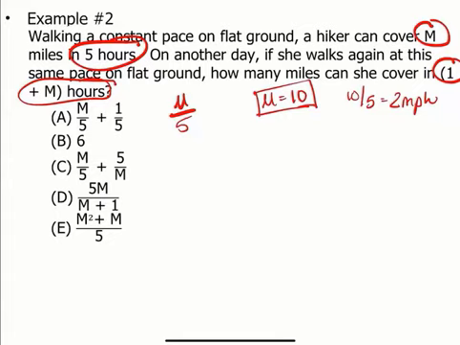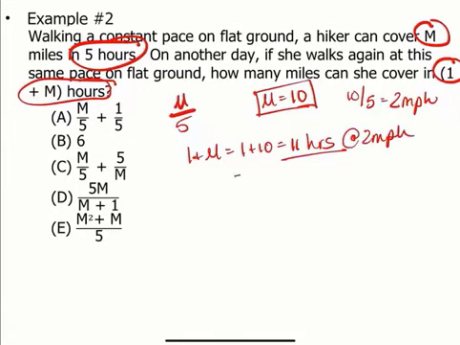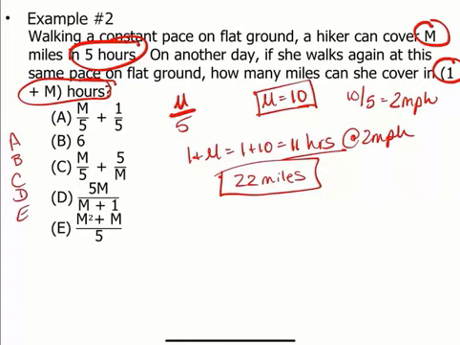On another day at the same pace, I'm going to walk 1 plus m, so 1 plus 10, or 11 hours at 2 miles per hour. That means I'm going to walk a total of 22 miles. Well, not me, the hiker. All right, so we've got our m equals 10. That's what's going into the answer choices. We've got A, B, C, D, E written out on our scratch paper, and we're going to see which one gives us a value of 22.